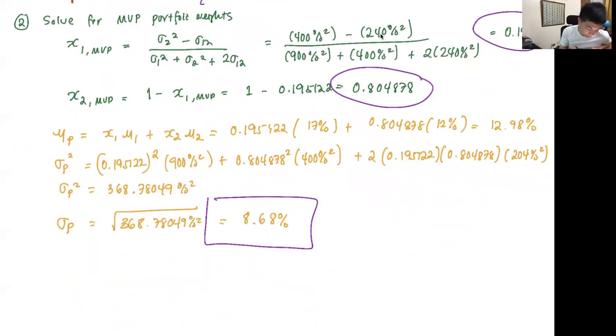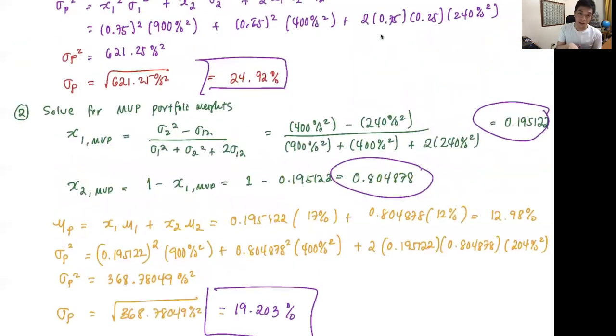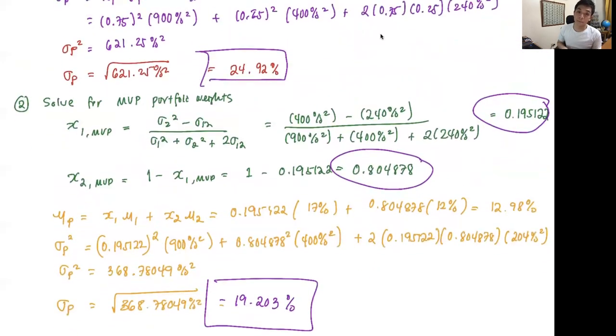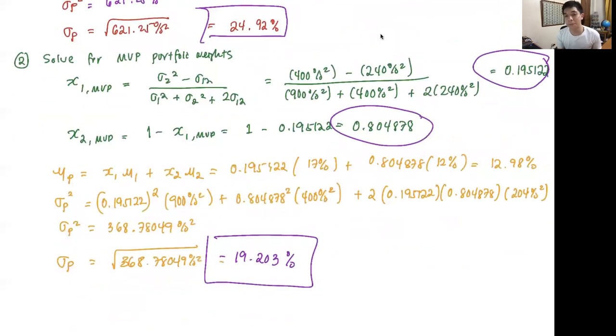Although I think the square root of 306, oh, I may have miscalculated, sorry. So the square root of 368.78049 is going to be equal, not to 8.68, but to 19.203% rather. My apologies. So even then, you can see that 24.92 is much higher than 19.203.